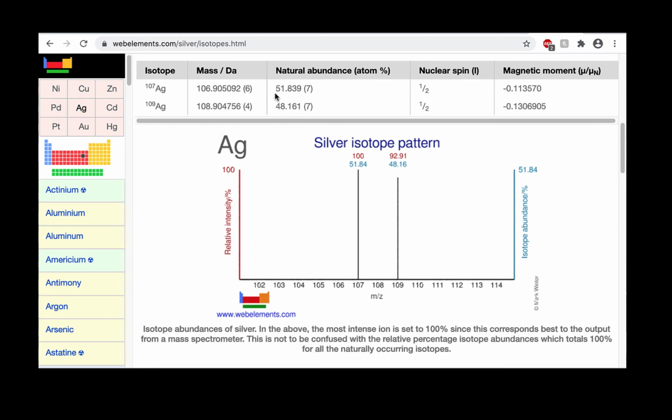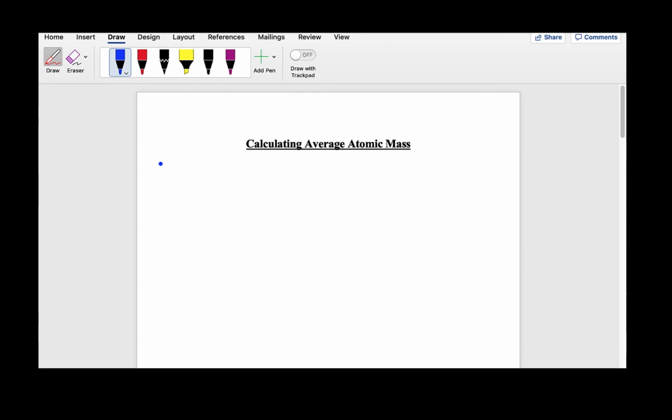You can see over here the natural abundances. The last number in parentheses is the uncertainty, and it would be in the last certain digit. So we'll go through that as a more specific example later on. And then you don't need to worry about the nuclear spin and the magnetic moment for right now. So we're going to switch back over to where I can write, and we'll go ahead and track this information.